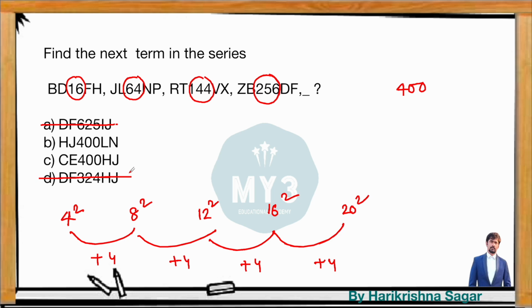I am eliminating two options here. And now you can check any one of the values. So let's look at this. This is H. This is P. This is X. This is F. So what is H's position? H is the 8th alphabet. What is P's position?